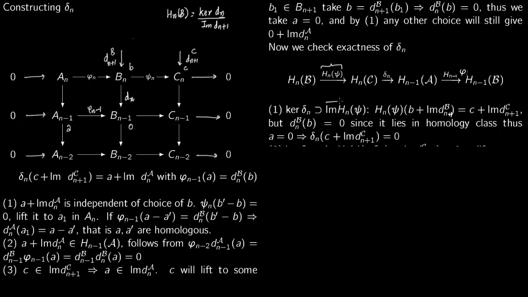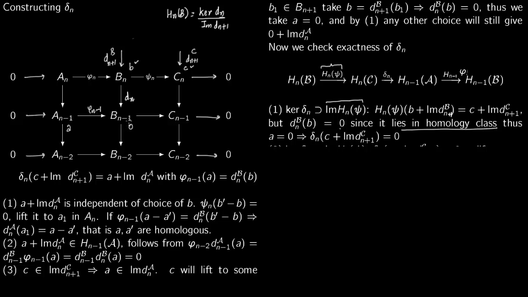So you start with this. Say Hn xi takes this B to C plus the corresponding coset. So you have B plus the image of Dn plus 1 to C. This B here gets mapped to this C right here. But if you apply Dn to it, this will get mapped to 0, because we are talking about the homology group. This map is acting on the homology group, and this numerator here is the kernel. So this B, when you apply Dn to it, will get mapped to 0. Since this gets mapped to 0, this is 0 since it lies in the homology class.